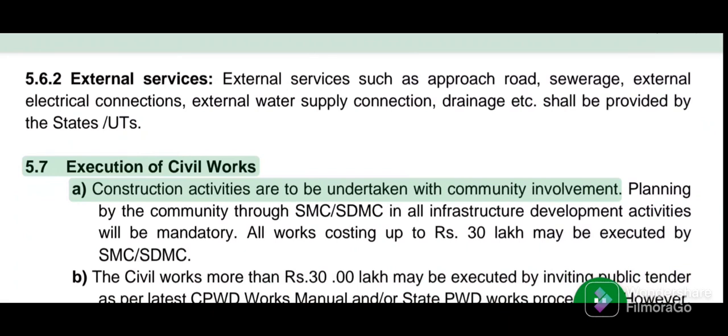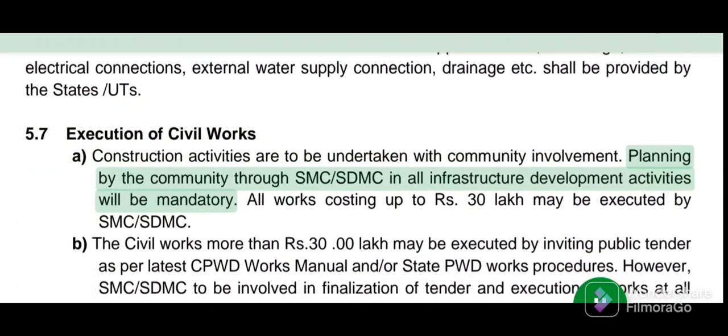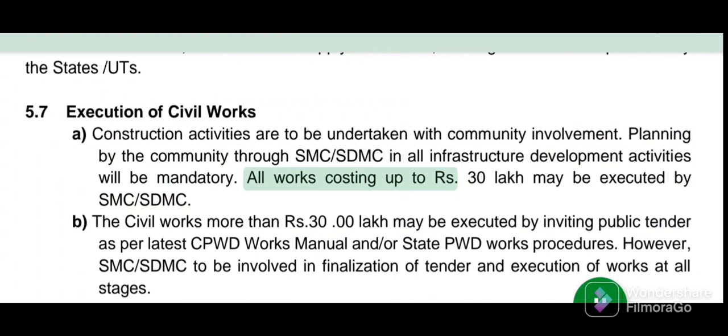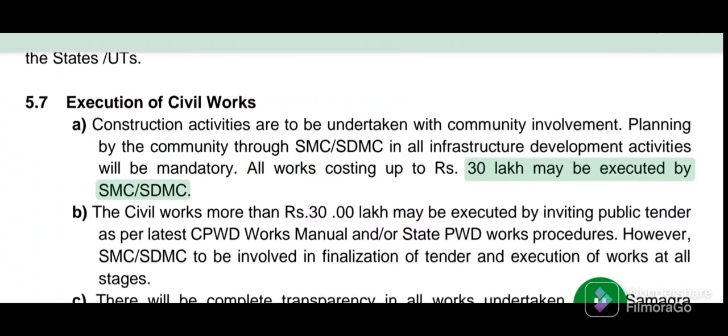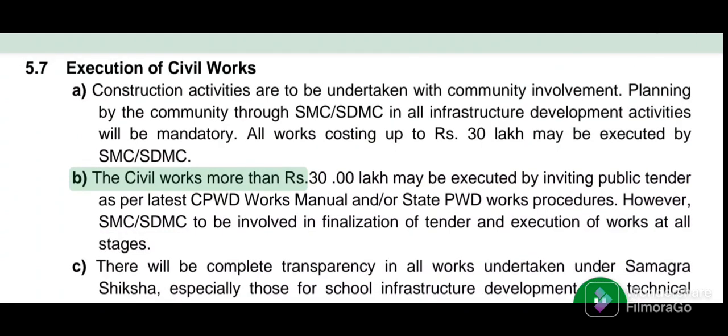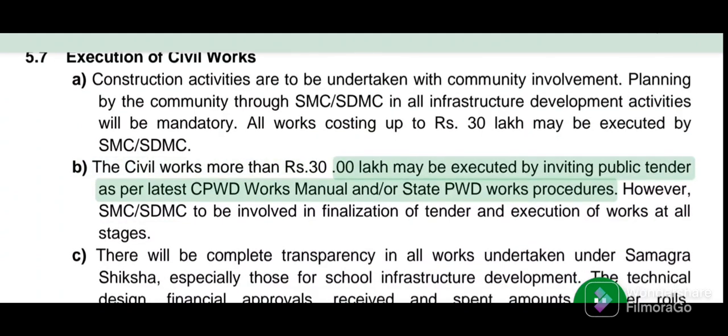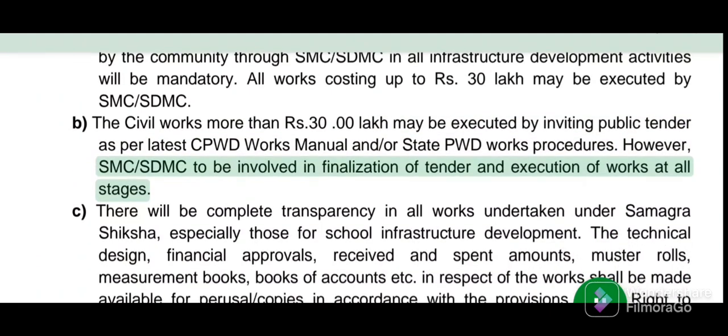Construction activities are to be undertaken with community involvement. Planning by the community through SMC/SDMC in all infrastructure development activities will be mandatory. A. All works costing up to Rs. 30 lakh may be executed by SMC/SDMC. B. The civil works more than Rs. 30 lakh may be executed by inviting public tender as per latest CPWD Works Manual and state-owned works procedures. However, SMC/SDMC to be involved in finalization of tender and execution of works at all stages.